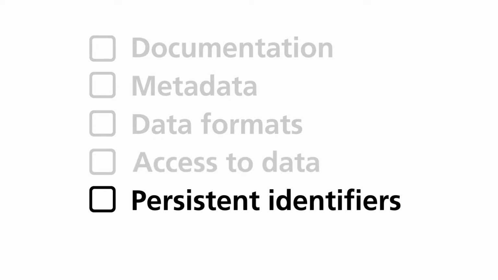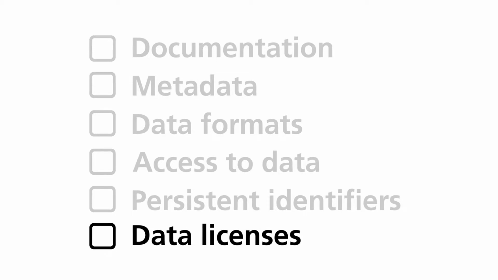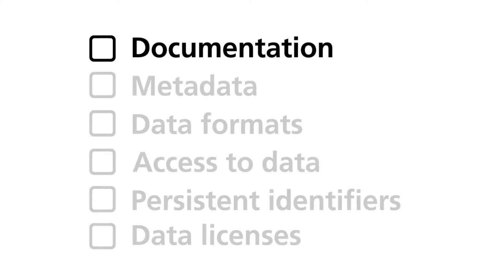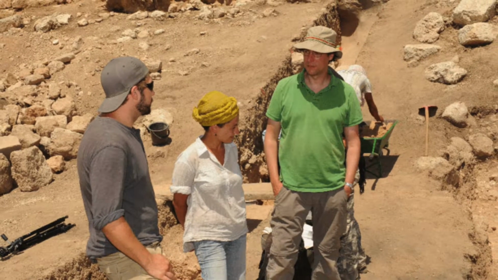Persistent identifiers, which are long-lasting links to your data that enable others to find your data and refer to them. And data licenses, in which you determine how your data may be used by others. These elements and their importance to make data FAIR are explored in the rest of this module. Let's first look at documentation and take archaeology as an example.